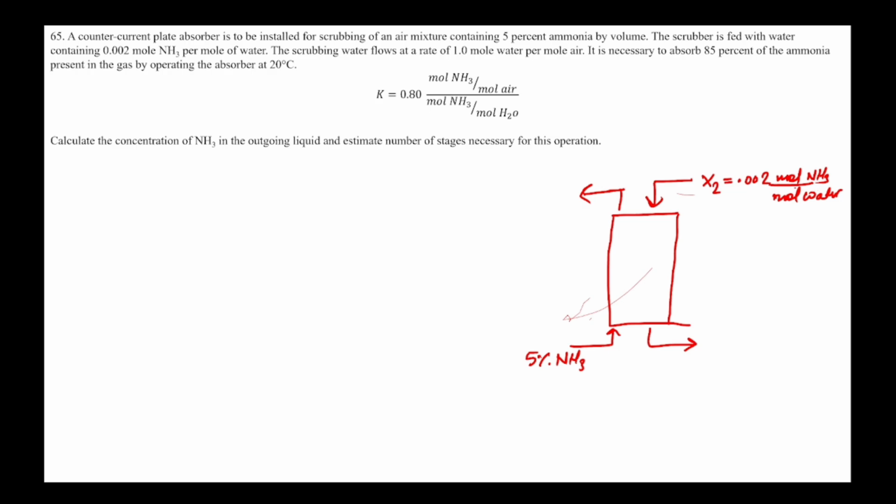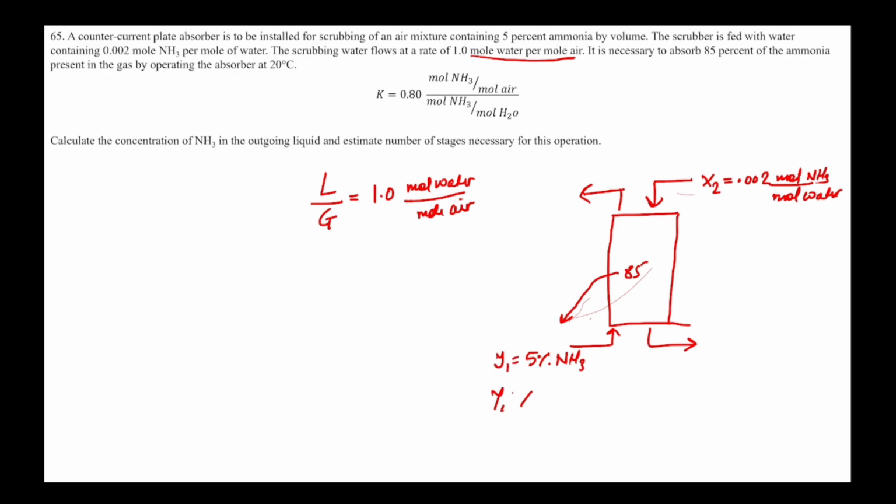The scrubbing water flows at a rate of 1 mole of water per mole of air. So see the unit, mole of water per mole of air. So it is the value of L by G. They have given the direct value of L by G, 1.0 mole water per mole air. Okay. It is necessary to absorb 85%.